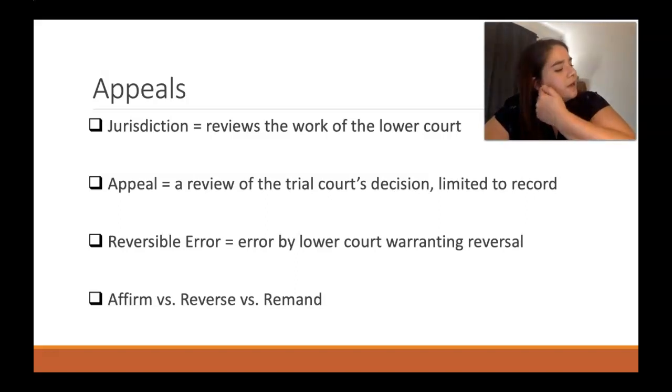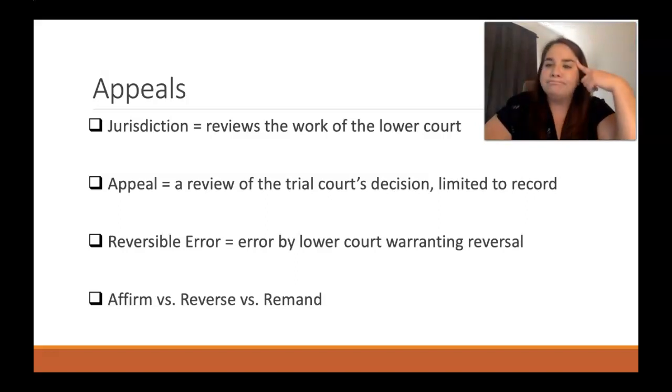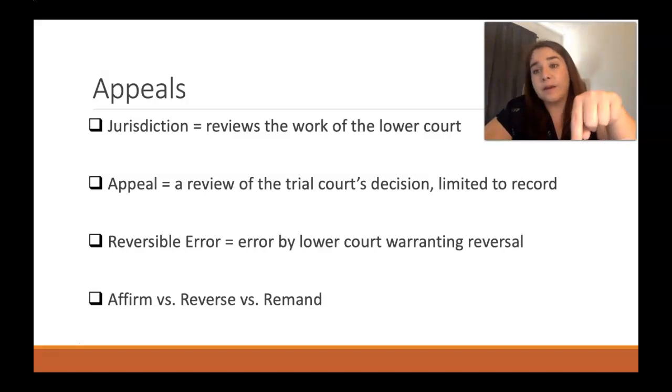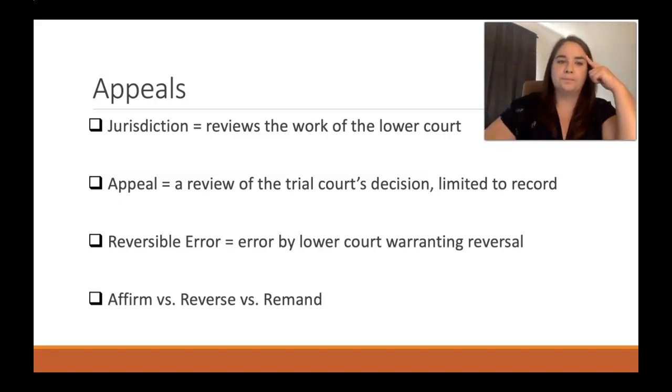Now, if the appellate court looks at it and says, that's good, you did a great job, they're going to affirm it. If they look at it and they're like, ooh, you made a mistake, but we can fix it here, they may just do a reversal with a judgment. Or if you messed it up bad enough that we have to send it back, it's going to be a reversal and a remand. Remand down back to the trial court.